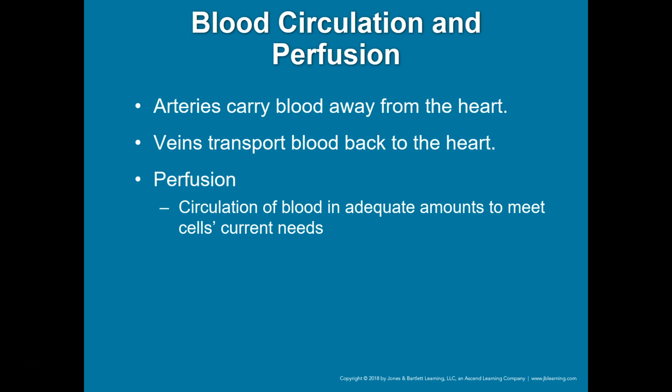Perfusion is the circulation of blood in an adequate amount to meet the cell's current needs. So the circulation of blood, that's going to be from your heart being pumped through your vessels or through your container of the fluid blood in an adequate amount to meet the cell's current needs. So it's either going to need to meet this adequate amount through rate or volume, which is where our cardiac output comes back into play.